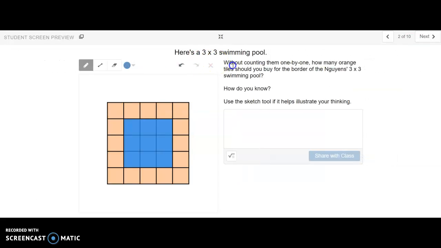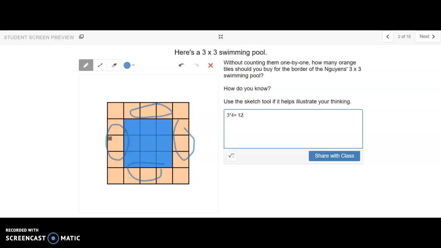So this is a 3x3 pool. As you can see, it's 3x3 on each side. Without counting them one by one, how many orange tiles should you buy for the border of Eugene's 3x3 swimming pool? So I know that each side of my square here is 3, and 3, and 3. Okay, I know I have 4 sets of 3. So I have 3 times 4, which is going to equal my 12.